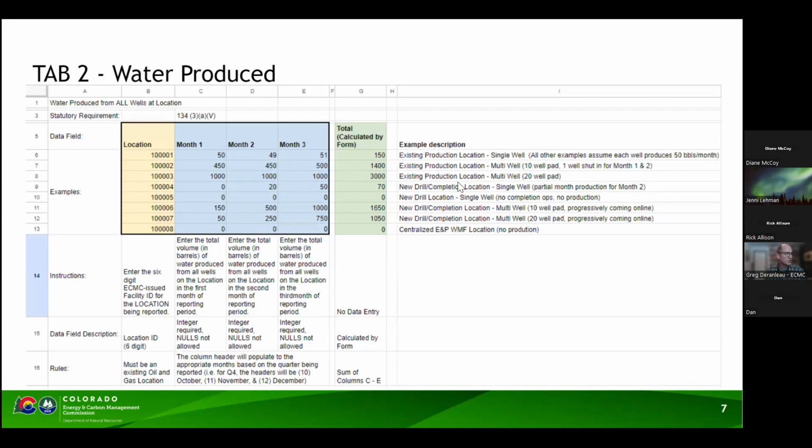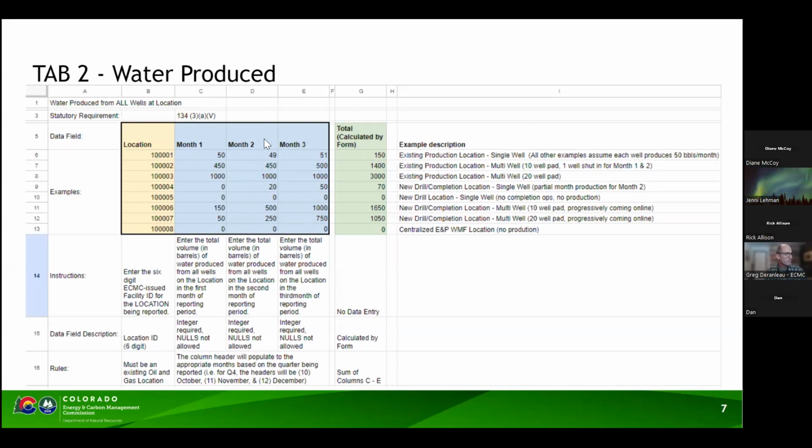The first actual data tab will be the water produced. So the way I laid this out, if you'll recall from the way the statute is laid out, water produced was sort of the last requirement. The way we've chosen to lay this form out is water produced will be the first tab, and then it'll move through the operational phase and get to disposal at the end. And I felt like that applied some logic to how that was laid out.